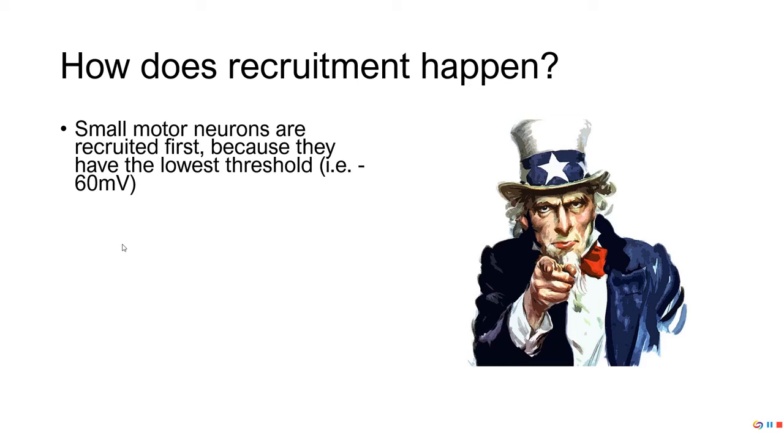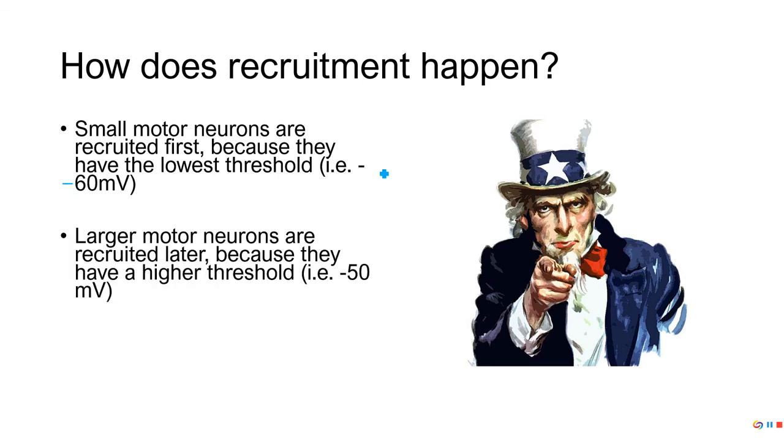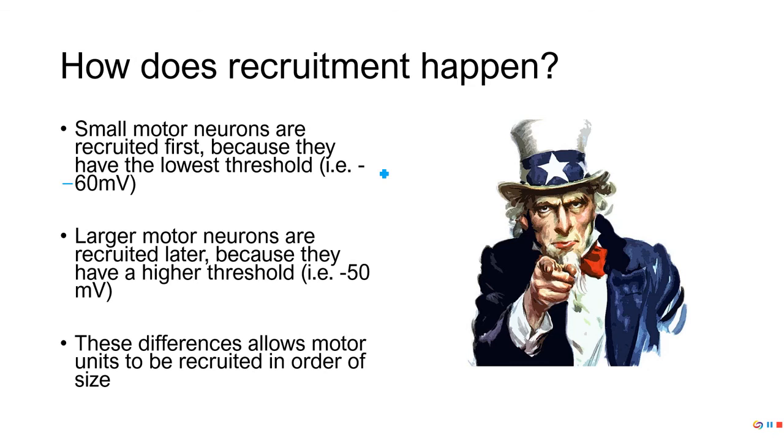And this is a number I'm making up. This should say -60. The minus sign got up there. Larger motor units are recruited later because they have a higher threshold. So maybe for those, the stimulus has to be -50. And so as a result, we can recruit the smallest before we recruit the largest.